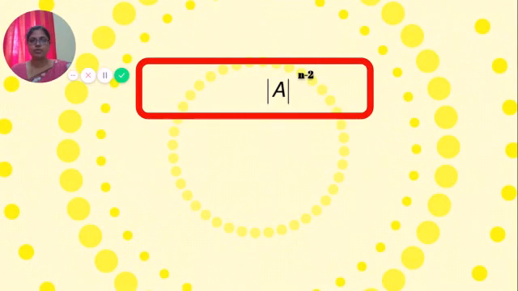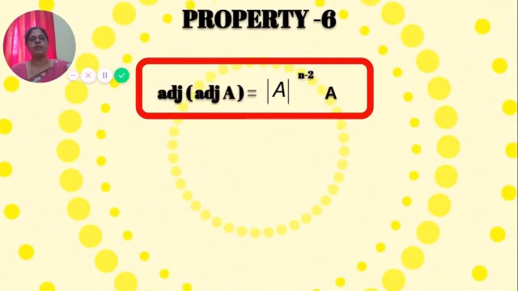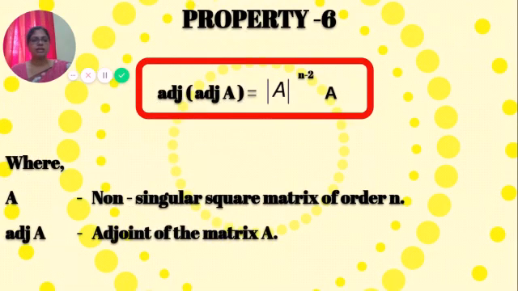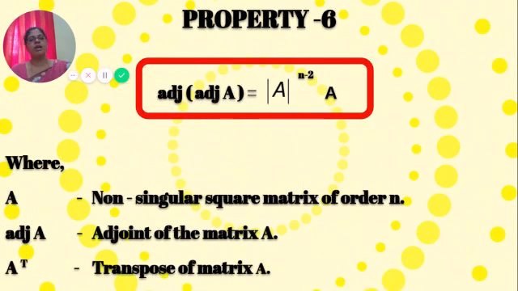Now we'll see the sixth property. Adjoint of adjoint A is equal to modulus of A to the power n minus 2 into A, where A is a non-singular matrix of order n, ADJ A denotes the adjoint of matrix A, and A superscript T denotes the transpose of a matrix.